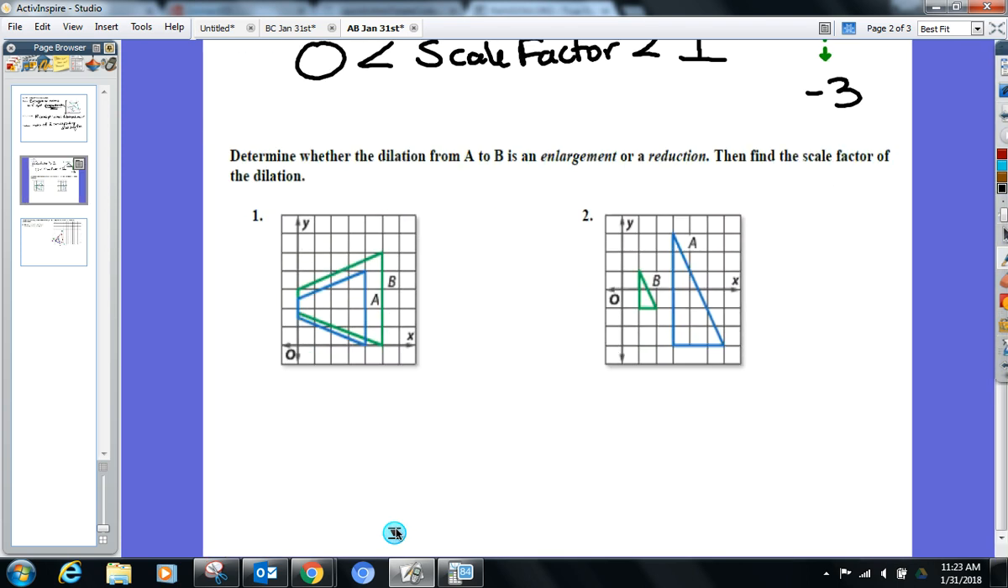Look at my figures here. Take a look at 1. We're going from A to B, everybody. A to B when you look at it. Are we getting bigger or smaller? Let's answer that easy question first. Bigger or smaller? Bigger, obviously. So this is an enlargement. And can we all agree on that? Enlargement?